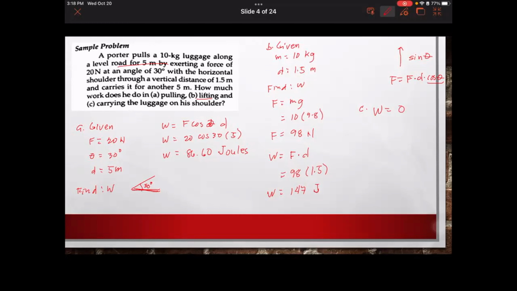Okay, question? Why it's 0? The work is 0? Kasi there is no work done for the letter C kasi yun ay binuhat na. Okay?